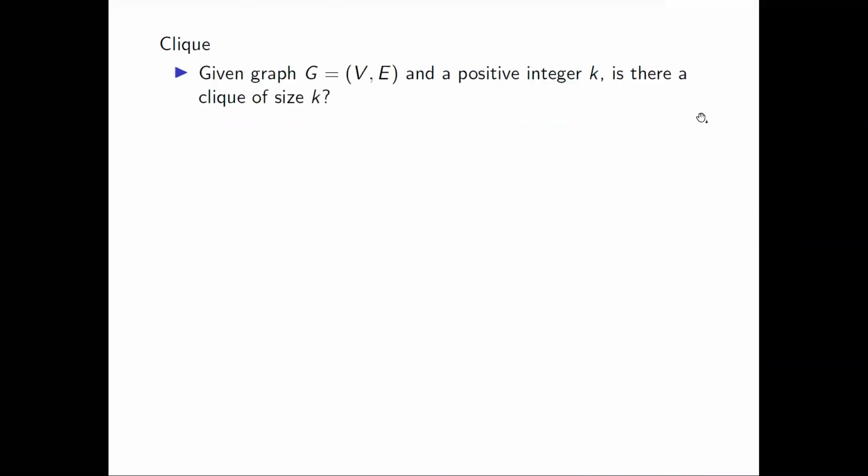So the first one we'll look at is Clique. If you're given a graph G with vertex set V and edge set E and a positive integer K, can you find a clique of size K in the graph? And I'll leave as a problem to you to tell me, why is the clique problem in NP? So why, for yes instances of the clique problem, so for graphs G which have a clique of size K, why can we provide a certificate of this fact that can be verified in polynomial time in the size of the instance?